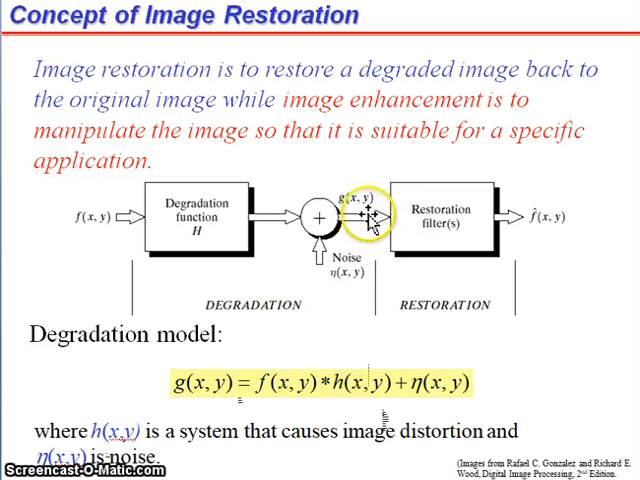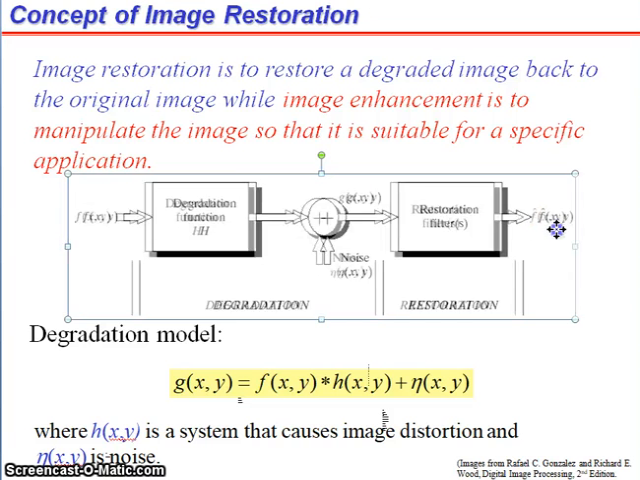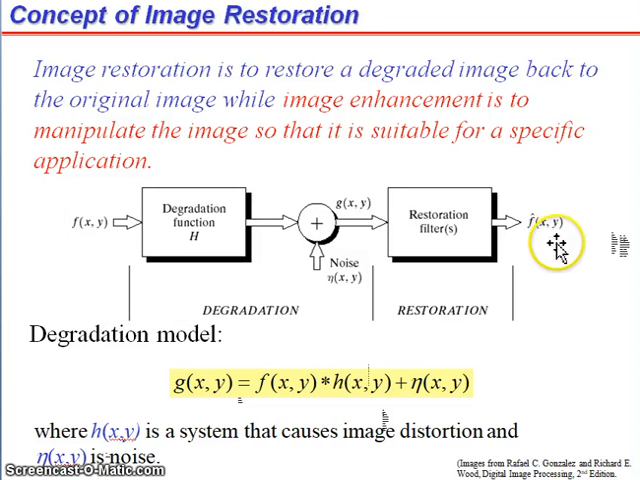One image is there that is degraded. Let it be g of x comma y. The degraded image is applied to a system, and that system is called the restoration filter. This restoration filter converts the degraded image into the proper or desired output image. This f cap of x comma y resembles the actual original image, but you don't know the original image as it is, but the user should be satisfied with that output image.